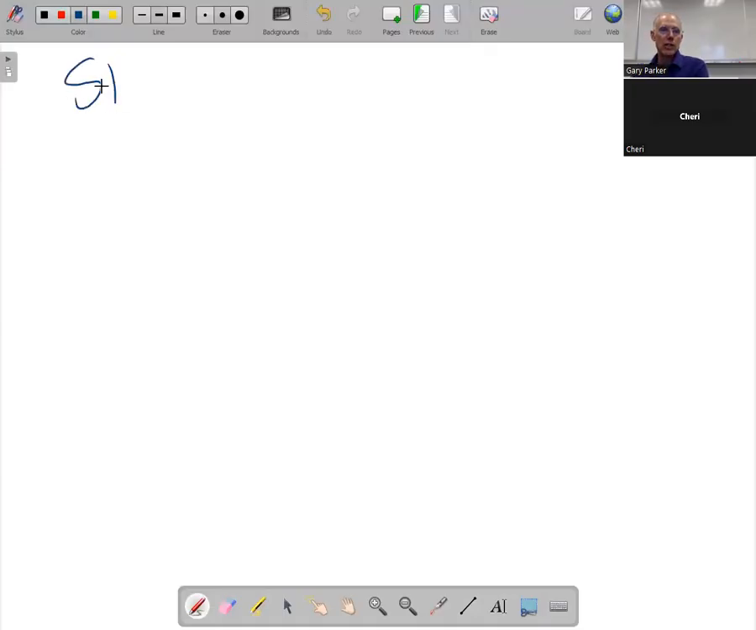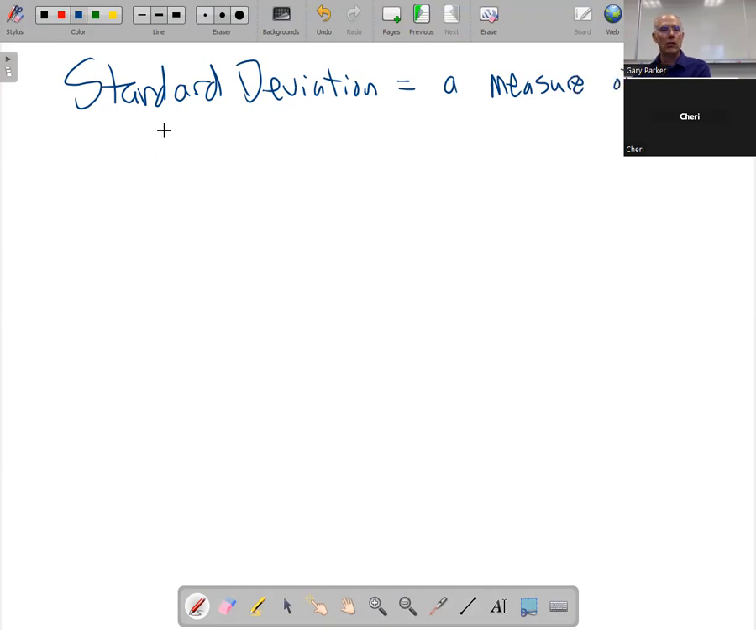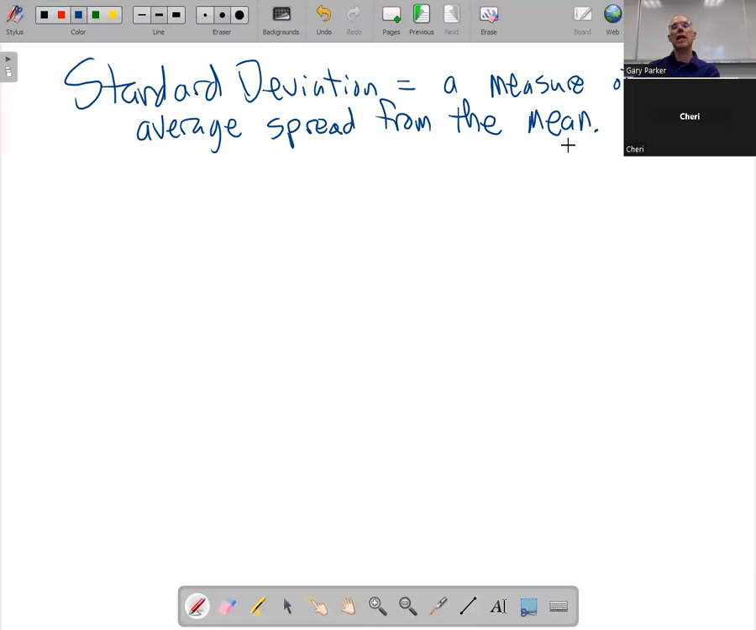So back to standard deviation. The standard deviation, remember, is a measure of average spread from the mean. So on average, given we know the mean of a data set, how far are all the other numbers from the mean? Standard deviation is one way to calculate that. It's the most useful, the most popular way to do so. So you can't talk about standard deviation without the mean.